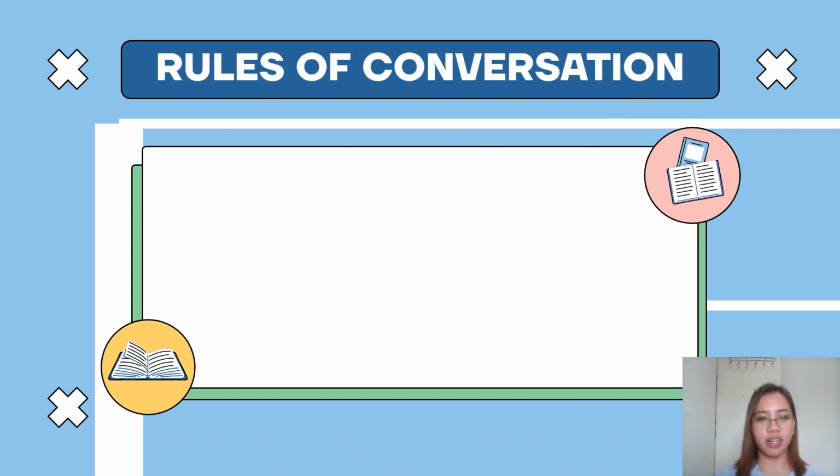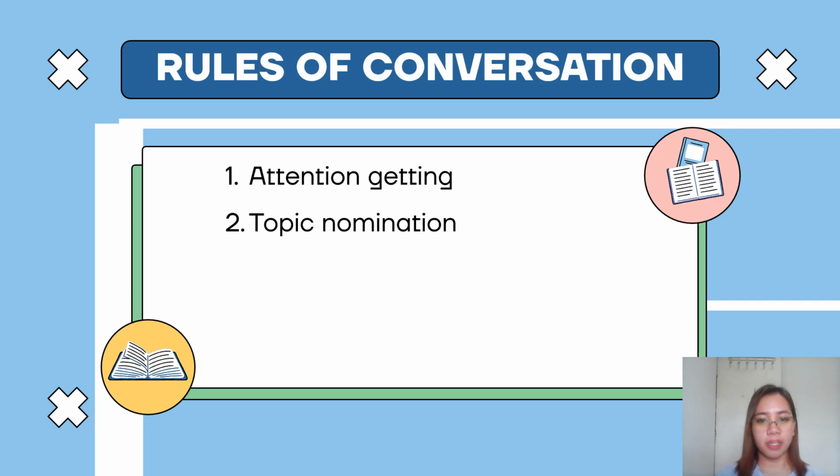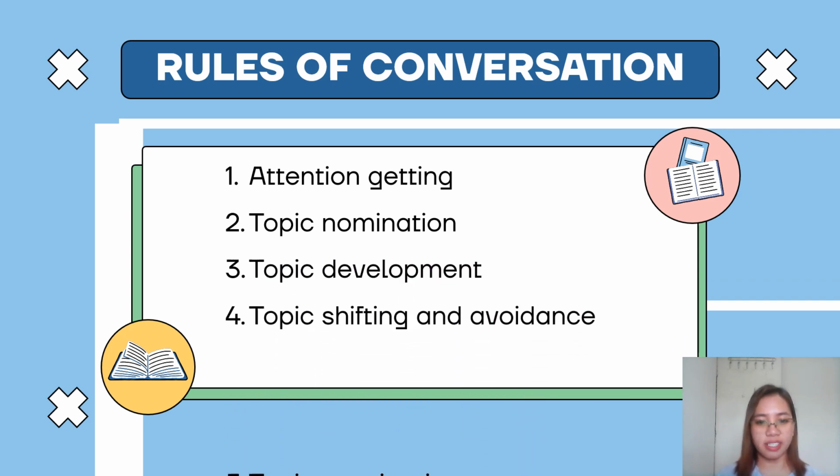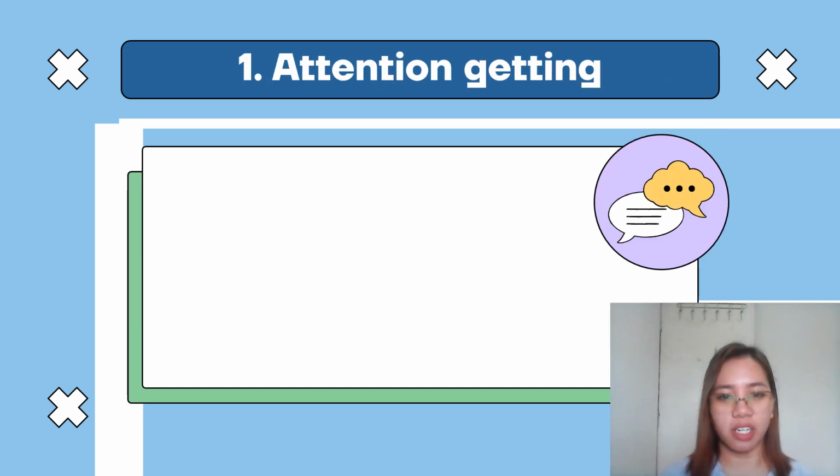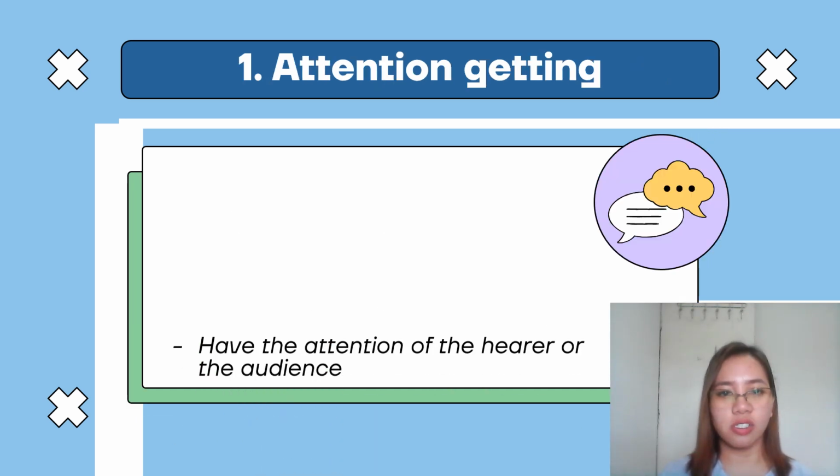Now let us move on to the rules of conversation. So some writers said that we need the rules of conversation to ensure clear communication and also to promote mutual understanding and create a respectful and productive dialogue between participants. So the rules are attention getting, topic nomination, topic development, topic shifting and avoidance, and topic termination. So one is attention getting.